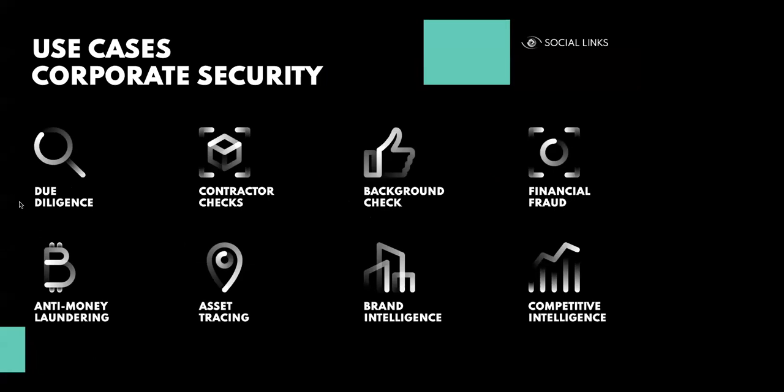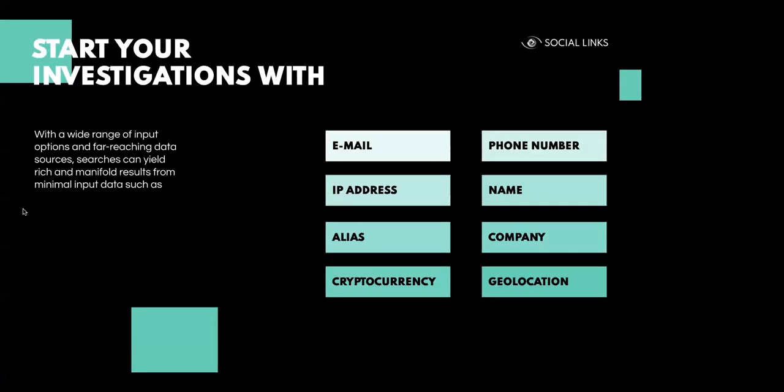There are a number of use cases that are common to corporate security. Of course, it's a much wider topic, but here we're going to talk about OSINT in the context of CorpSec. That's due diligence, contractor checks, background checks, financial fraud prevention, asset tracing, brand intelligence, and competitive intelligence. Inputs can be quite different. They could be emails, phone numbers, IP addresses in some instances, personal names, usernames, organizational names, cryptocurrency addresses, or geolocation. So now we can go to the actual use cases that we will be discussing today, and we will be showcasing those within Maltego.